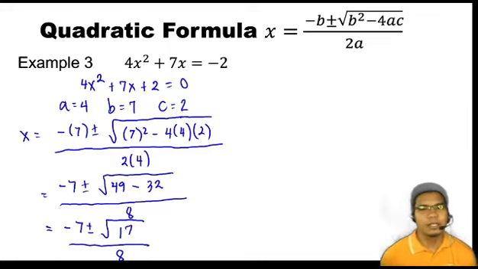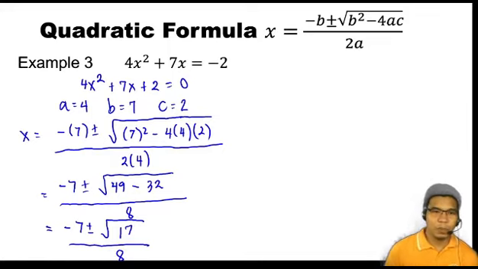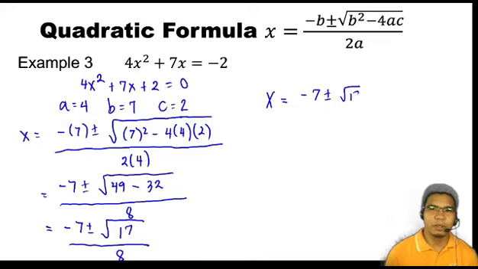Okay, as you can see, yung 17 ay hindi perfect square. At the same time, you cannot simplify na rin naman ang 17 dahil ito ay isang prime number. So, we will stop with it now. Automatic ang ating x ay negative 7 plus and minus square root of 17 over 8. Pwede na to.